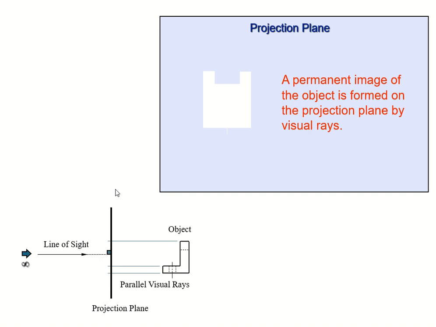Here is your object, and this is your plane, and the rays are striking on this plane and capturing the image of this object. Of course, since this is a plane, we're getting a 2-dimensional image. Here is only one view, the side view. Your object is, of course, a 3-dimensional object.